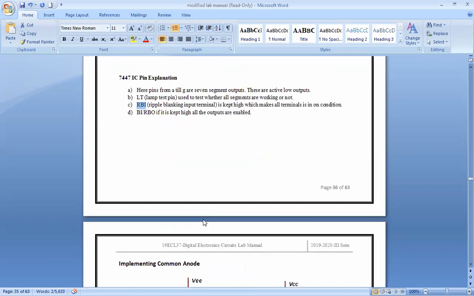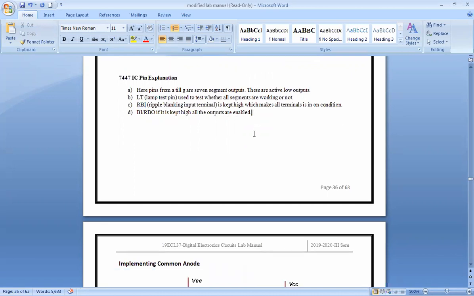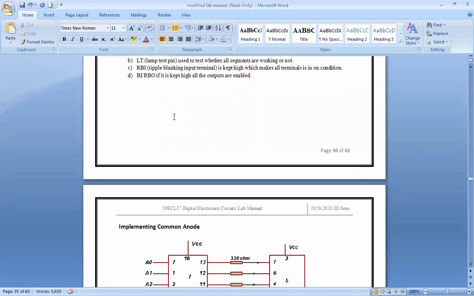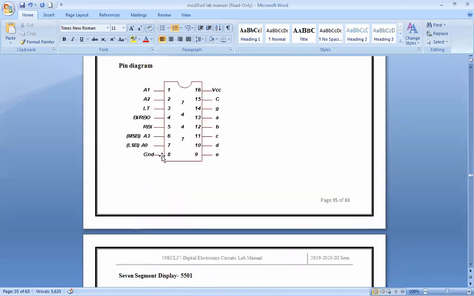And then your BI RBO is kept high for all the outputs. So it is like input enable, output enable. This is nothing but your output enable. So from here, the outputs will go. If I have this fifth pin enabled, it means this can accept inputs. If I have the fourth pin enabled, then the output will be enabled. From here it can pass on. And as you all know, your 3 is for testing.